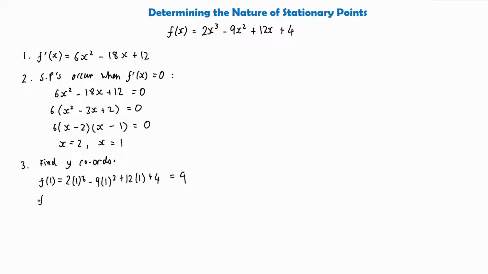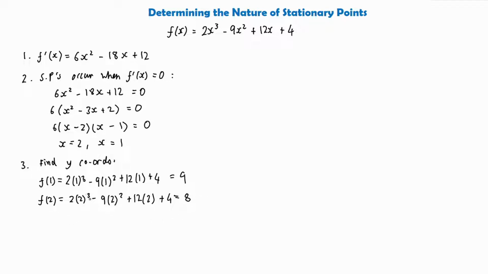And then we'll also find f of 2. So do 2 times 2 cubed minus 9 times 2 squared plus 12 times 2 plus 4. And I've already worked this out before, but it does give us 8.